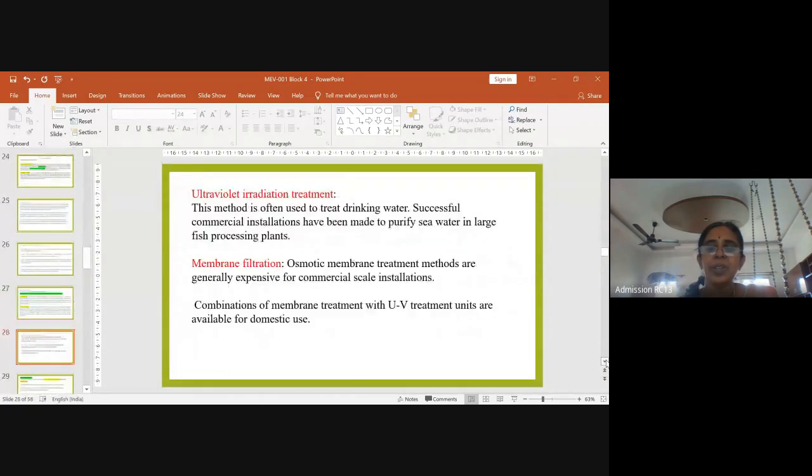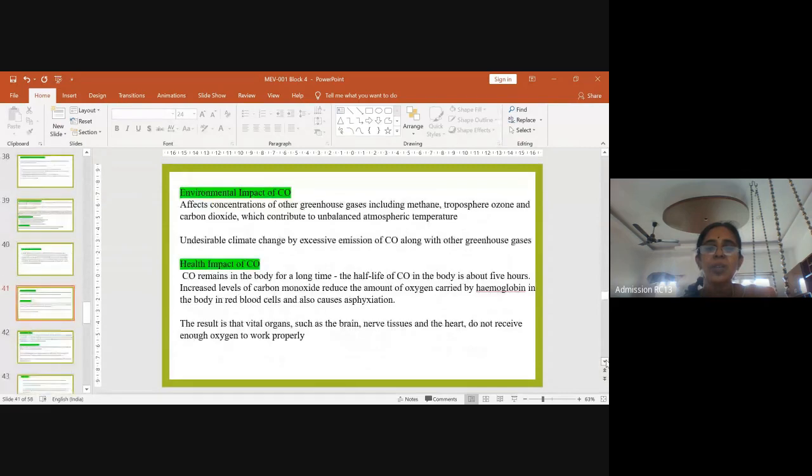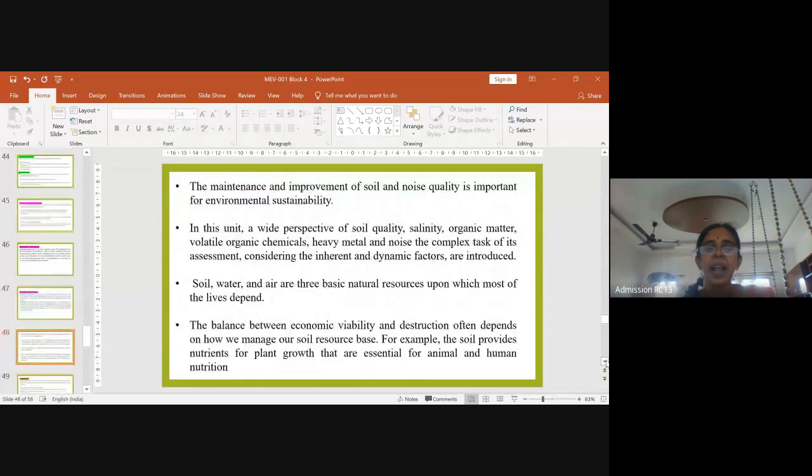Here we are going to study the types of soil, how the soil is formed, and what is the difference between noise and sound, and how it is assessed and monitored. The maintenance and improvement of soil and noise quality is important for environmental sustainability. So in this last unit, we are going to study the quality of the soil, the salinity, organic matter, volatile organic chemicals, heavy metals, and the noise assessment and the noise monitoring, etc.